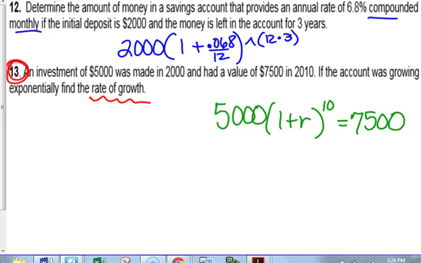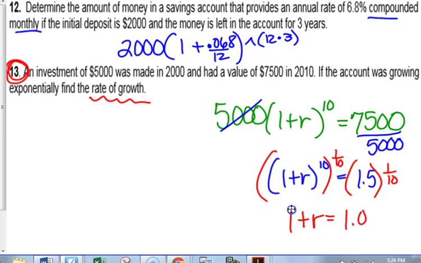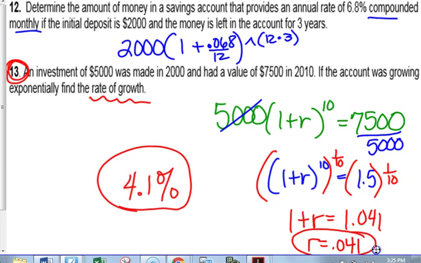We practiced this today. What did we do? We divided. And then we did, yes. What does that come out to? 7500 divided by 5000, does it come out nice? This is 1.5 on this side, right? Then we do both sides to the 1/10. 1 plus R equals 1.041 something. Subtract. Now, you can either leave it like this and just tell me R equals, or you could make it a percent. It would be like 4.1% is the interest or growth rate, okay? But remember, if you're going to put the percent symbol on the back, you have to move the decimal. You can leave it either way and I'll take it. All right.